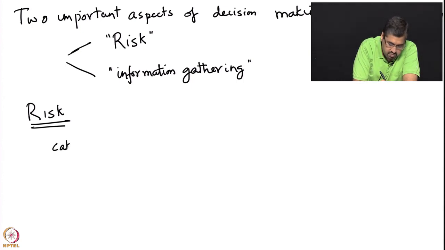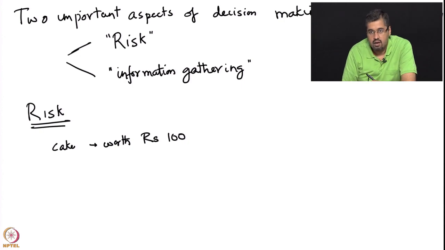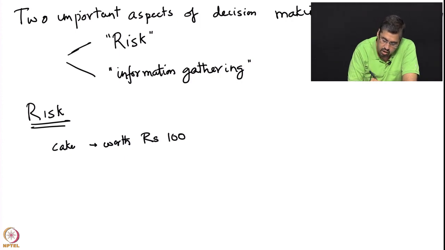Suppose there is a cake, and that cake is worth 100 rupees. Now I tell you that you have the following option, you have the following lottery. You pay 100 rupees to enter into this lottery. So there is a lottery.